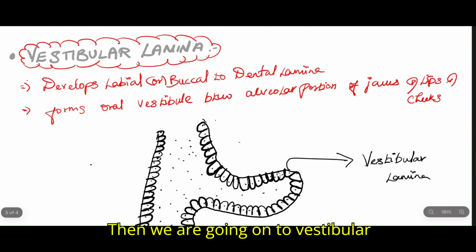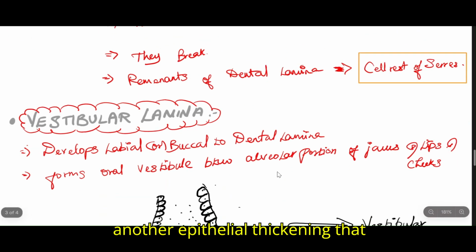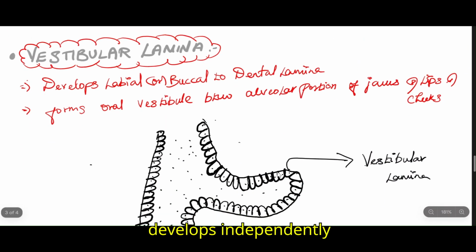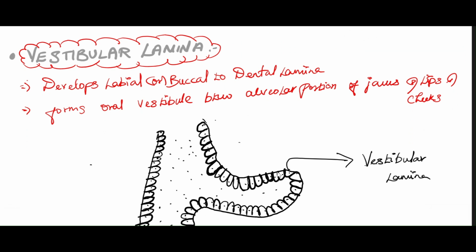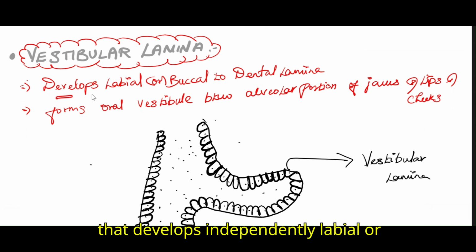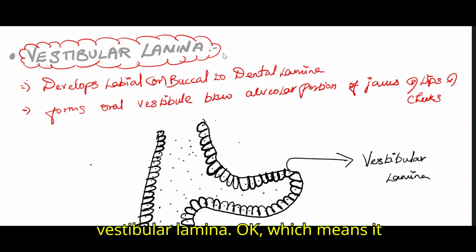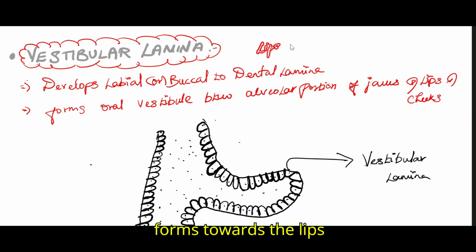Then we are moving on to vestibular lamina. There is another epithelial thickening that develops independently, labial or buccal to dental lamina. It's called the vestibular lamina. Which means it forms towards the lips and cheek, towards these parts.